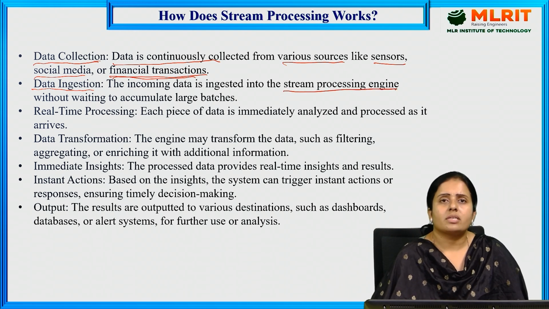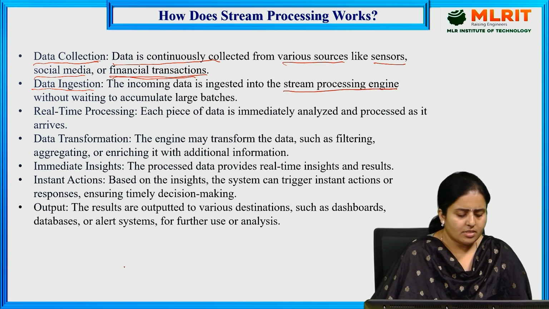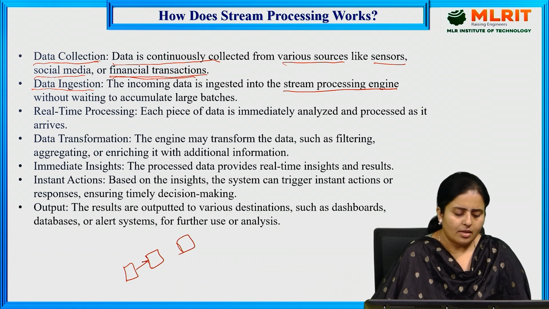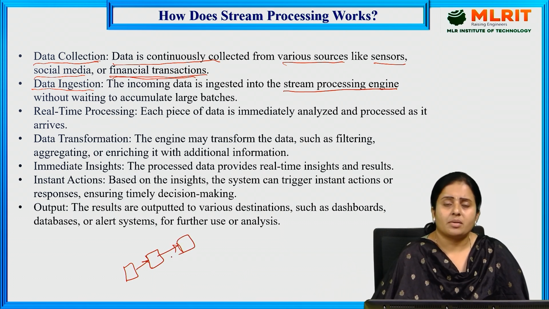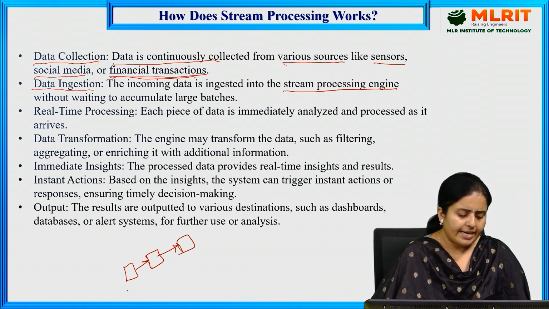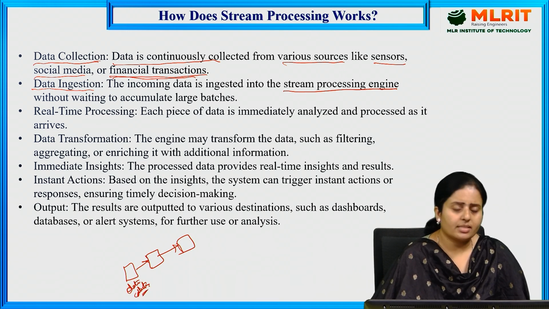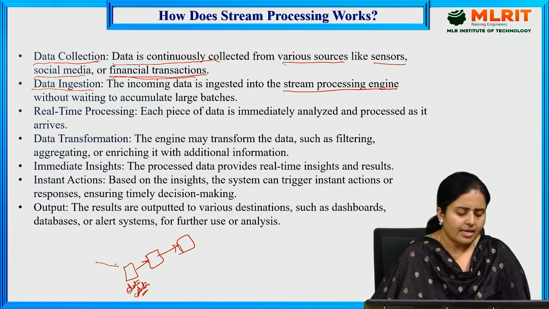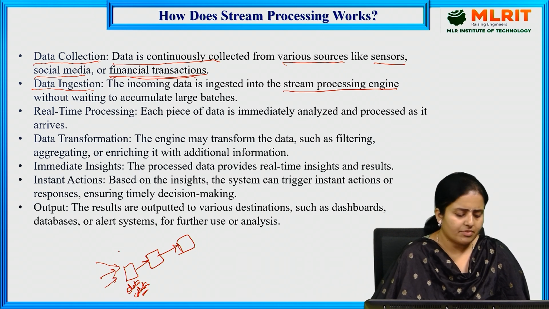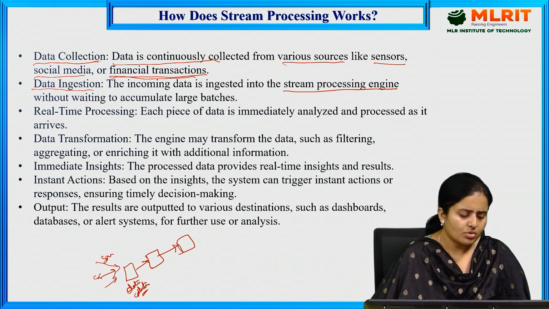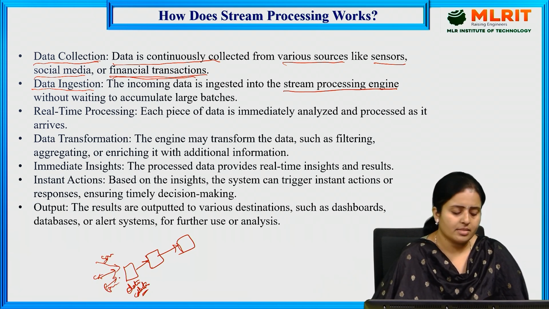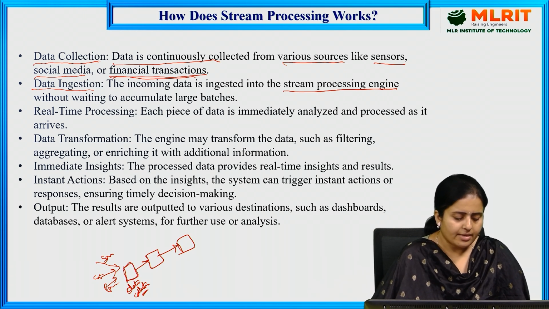Here, what does it mean? So if you just look at this example here, there are 3 steps in stream processing. The first thing is data collection. To process any data, we have to collect the data, right? So here we can collect the data from multiple sources, as we have discussed: sensors, social media, or financial transactions, and that continuous data is immediately ingested into the next stream processing engine.